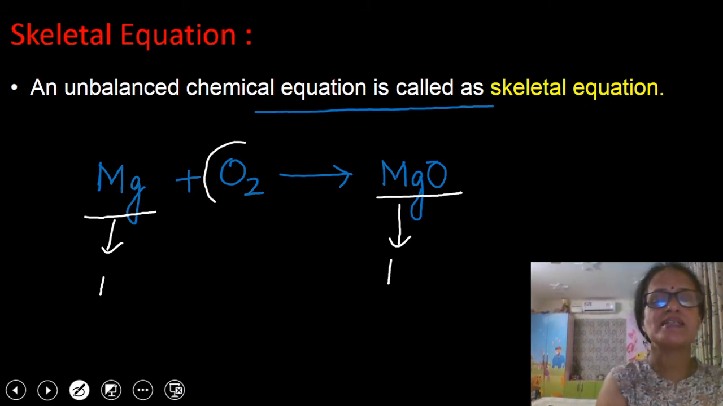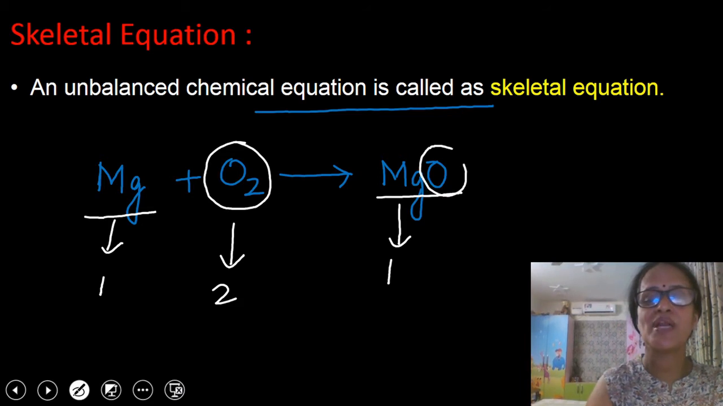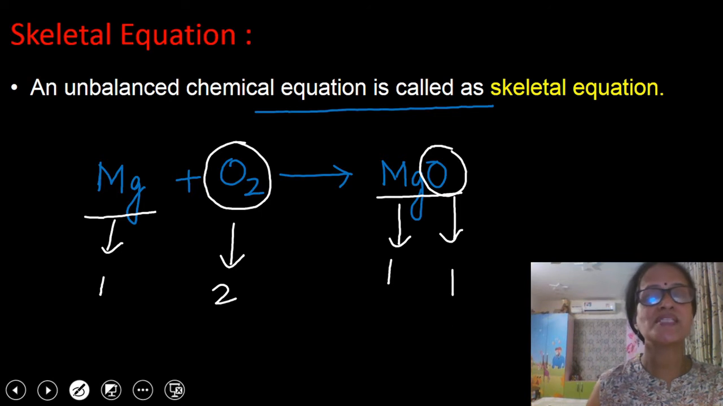Now, consider oxygen atom. You can see that in the reactant side we have one molecule of oxygen. One molecule of oxygen means we have two atoms of oxygen. Now, check the number of oxygen atoms in the product side. You can see that in the product side, we have only one atom of oxygen. So students, you can see that as the number of atoms of elements are not equal in reactant and product side. Therefore, this is an example of a skeletal equation.